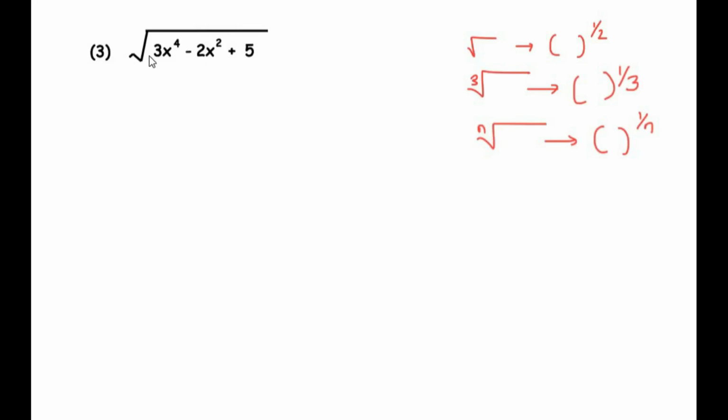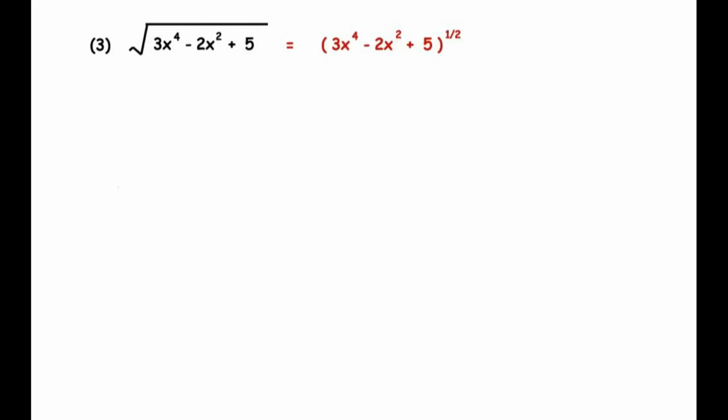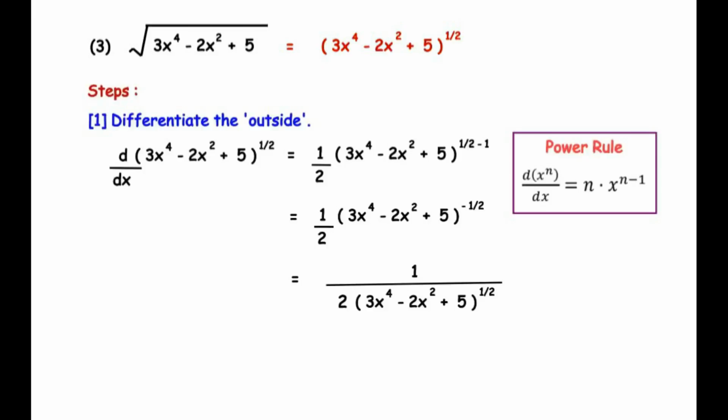So in this case, since we have a square root, we can convert it as 3x to the power of 4 minus 2x squared plus 5 raised to the power of 1 over 2. So we are converting the square root into a fractional power. Now once we have got it into a fractional power, let us start with step number 1, that is differentiating the outside term. So here again we are going to consider the entire bracket as the x term. So it looks like x to the power of 1 over 2.